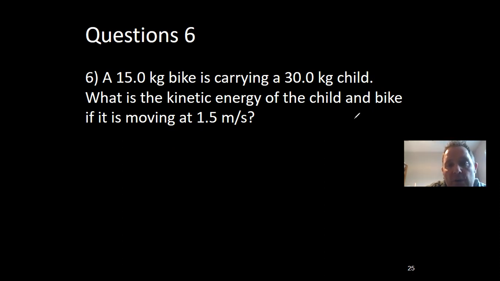Well, first of all, we want to remind ourselves what is kinetic energy. And this is 1/2 mass times velocity squared. So we're looking for kinetic energy. I'm going to circle that because that's what I really want to find. And so this question looks a little straightforward. So we're going to find kinetic energy.